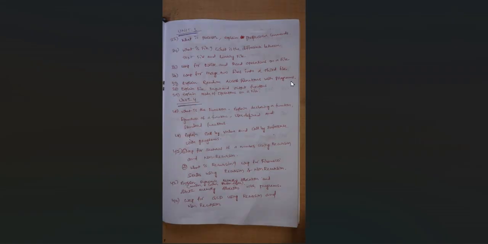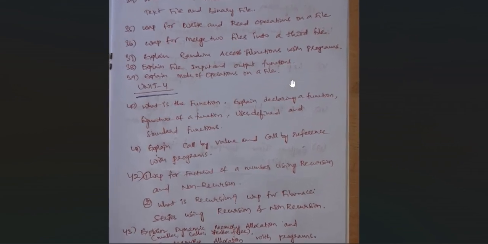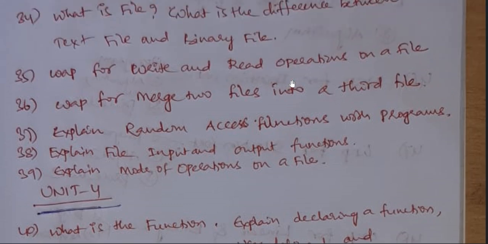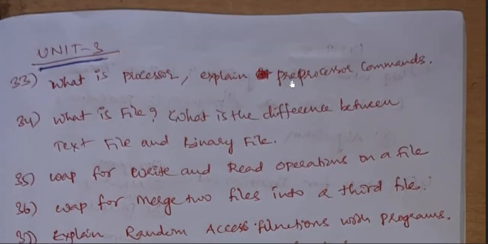Next, from unit 3, what's the processor? What's the preprocessor? Here preprocessor. What's the preprocessor? Okay. Explain preprocessor commands. What is the preprocessor? Explain preprocessor commands.